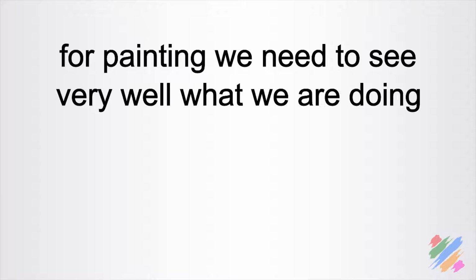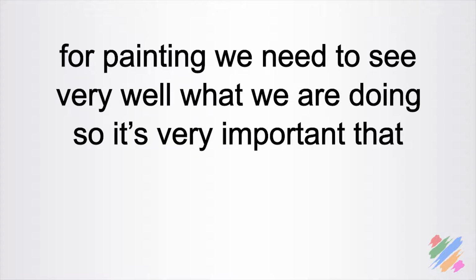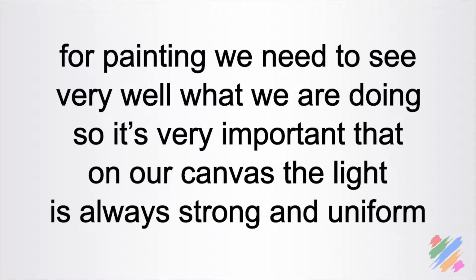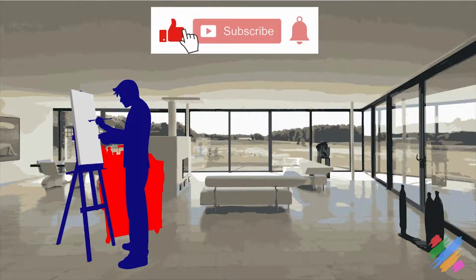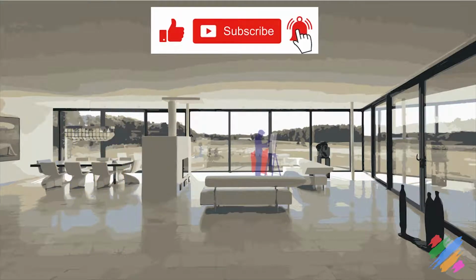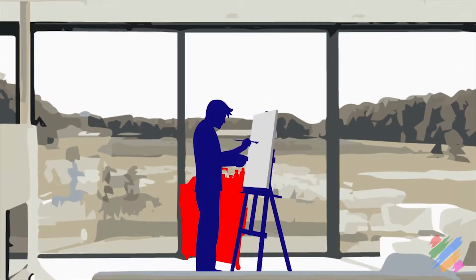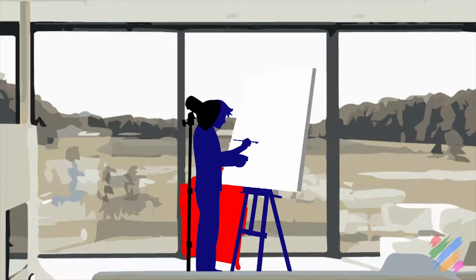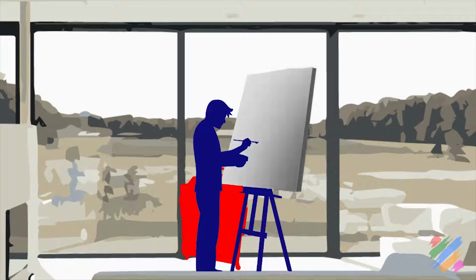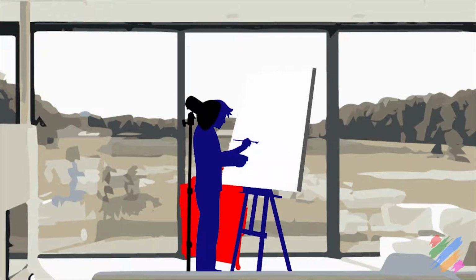For painting, we need to see very well what we're doing, so it's very important that on our canvas the light is always strong and uniform. So we should find the brightest spot in our house and go paint there. We have to make sure that there are no shadows on our support. If the light isn't strong enough, it's better also to use a lamp, most of all if we're painting on a large support. If you ever work on a large support, you will see that there is a very good chance that at the end you will have one part of the canvas darker than the other. That's why my light is always on, also during the day.